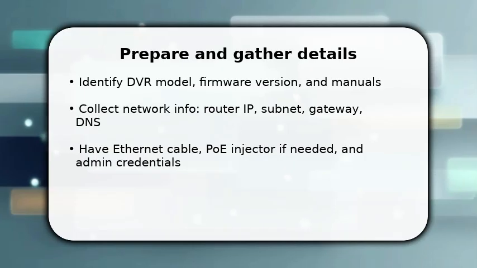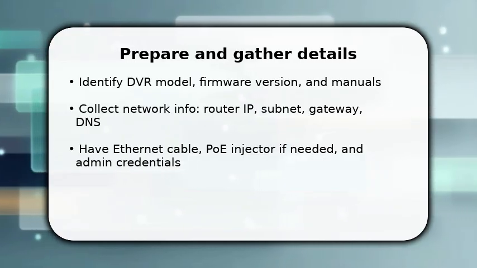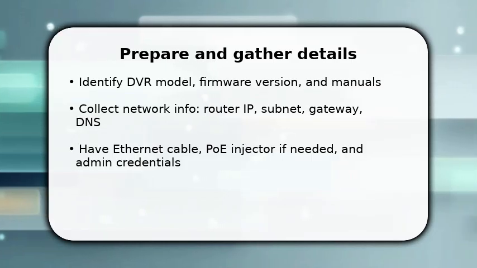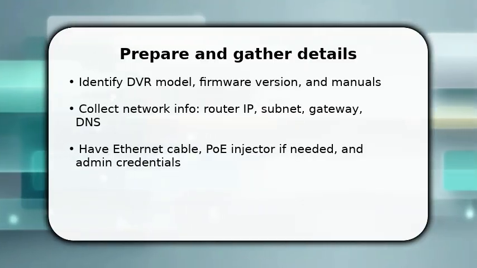You start by confirming the DVR model and firmware so you select compatible settings. This prevents wasted time. Next, note your router's IP, subnet mask, gateway, and a DNS address, because that information tells the DVR how to talk to the internet. Once done, gather a short Ethernet cable, power or PoE hardware, and your admin username/password. Make sure access is ready.